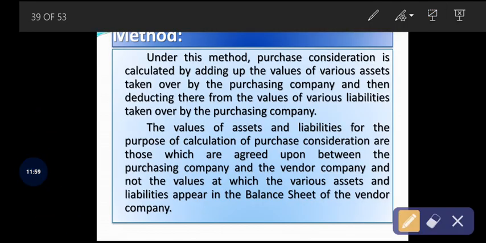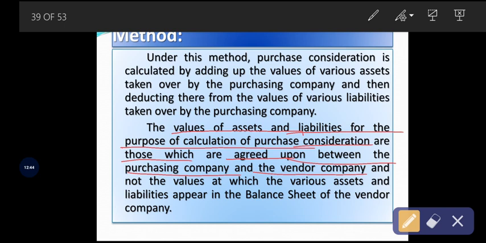See, under this method, the values of total assets and liabilities for the purpose of calculating the purchase consideration are those which are agreed between the purchasing company and the seller company or vendor firm. Okay, so if the vendor firm sells its assets and liabilities to the transferee company at book value, we have to consider the book value in the calculation of purchase consideration. Otherwise, we have to consider the agreed values in the calculation of purchase consideration. That's it. The values of the assets and liabilities for calculating the purchase consideration are agreed between the purchasing company and the seller firm.